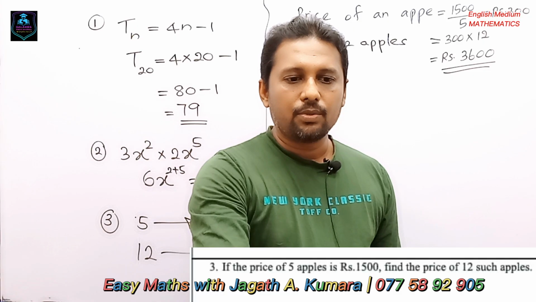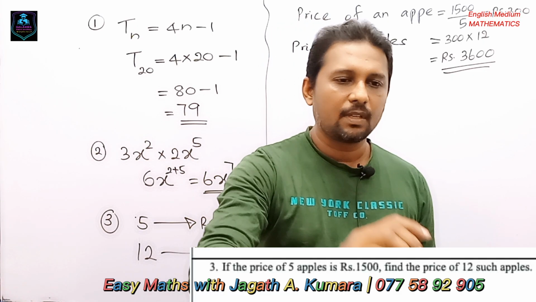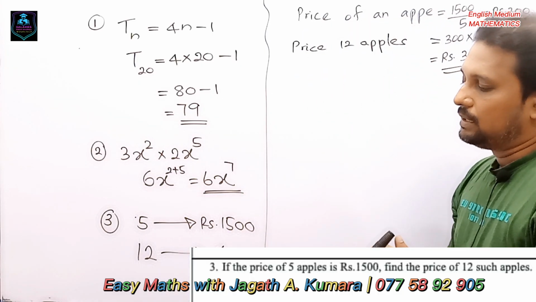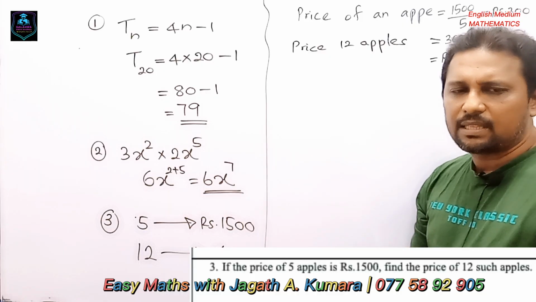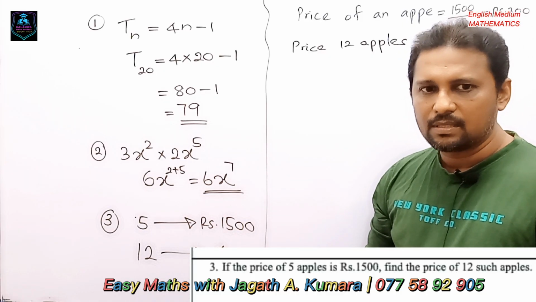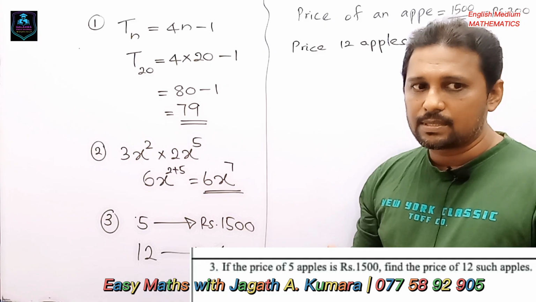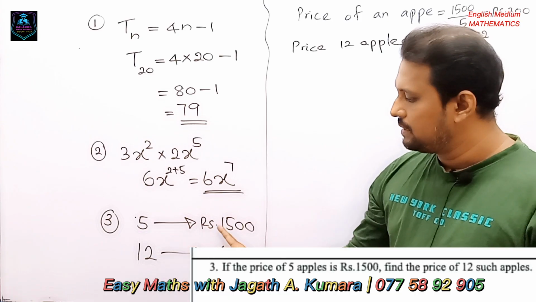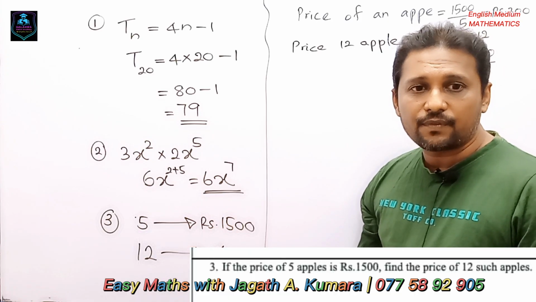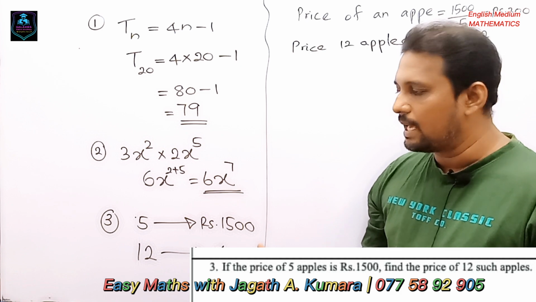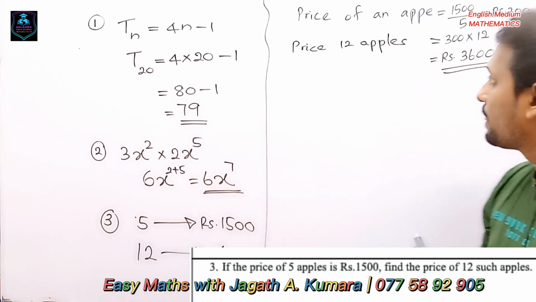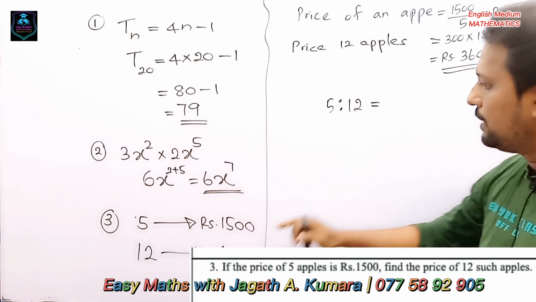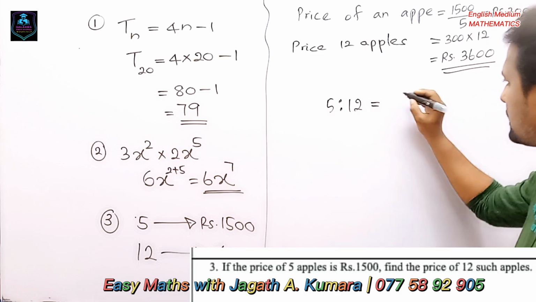Right, now let's go to question number 4. Before going to the fourth question, I will also use the definition method. Do you remember the definition method? Like in these questions, we can write the ratios. These are the number of apples. These are the prices of the apples. So you can write the ratio like this: 5 to 12. This is another method, okay? 5 to 12 is equal to 1500 to x.